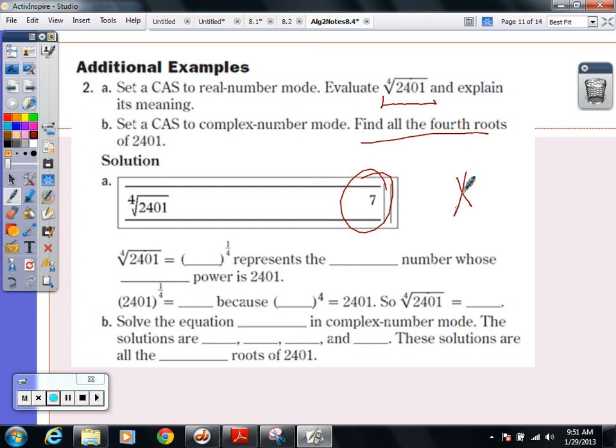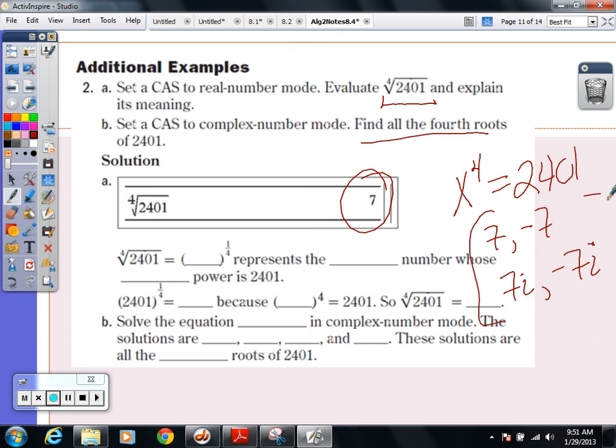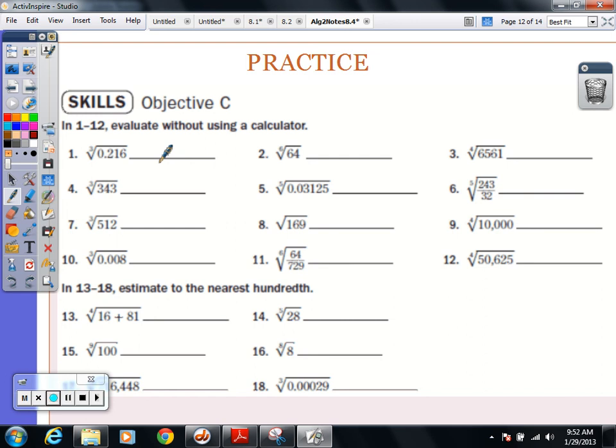We're going to use common sense. They're asking x to the fourth equals 2401. What will make that true? Well, 7 makes it true. We already established that. But guess what? Negative 7 will also work. There are 2 others, 7i and negative 7i, because when I take i to the fourth power, that gives me a positive 1. Oops, I forgot my i here. Okay? So if they're asking for all of them, you need to consider the imaginaries as well.